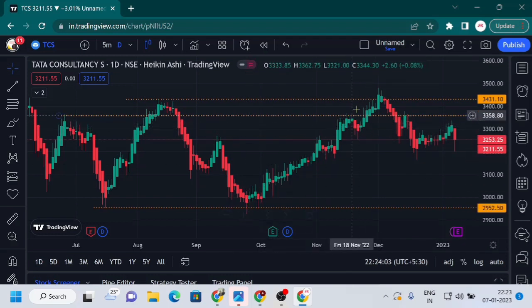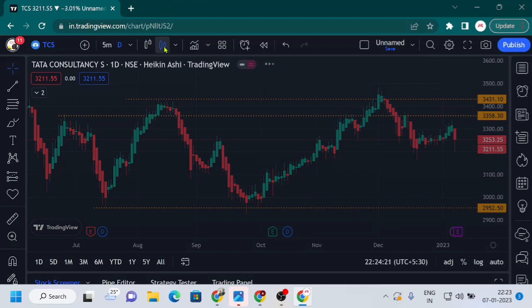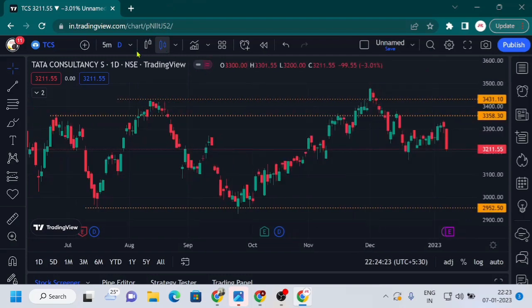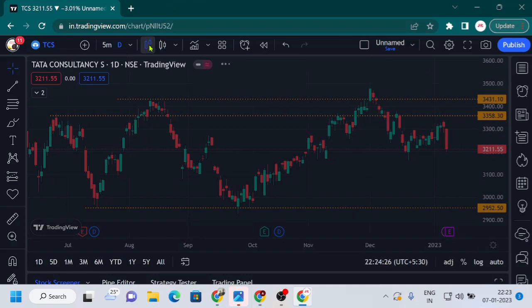You took your position here, you are squaring off the position here. You bought around 2,979, you are squaring off your position around 3,345. This is what a swing trader does, and this candle is very helpful for a swing trader. I think I have clearly explained the difference between the normal candlesticks and the Heikin Ashi.